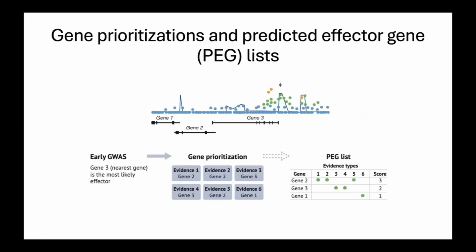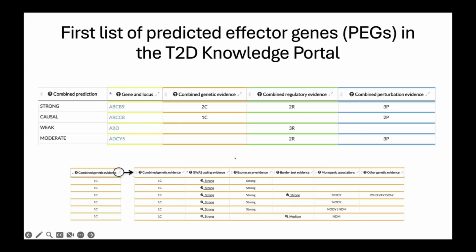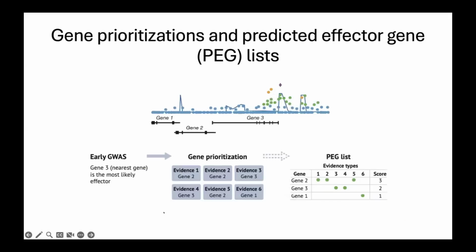And so here's just a stylized GWAS locus with the associations and some genes in the locus. In early GWAS, people would usually just say the closest gene is probably the causal gene. And as we just heard from Eric, that's a really great assumption, but it's not always true. And so people have begun to do more gene prioritization. When we say gene prioritization, we mean this activity where you take different types of evidence and you find out how much evidence there is for all the genes in each GWAS locus.